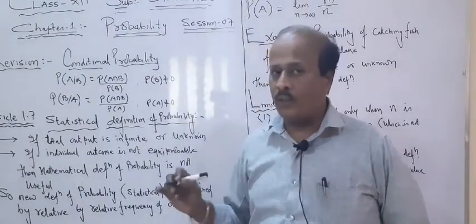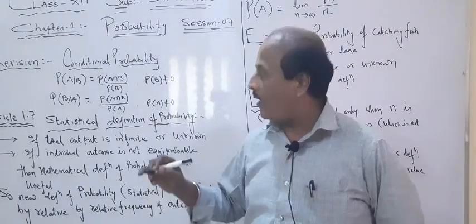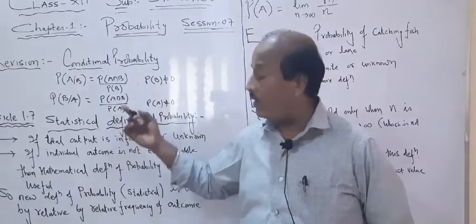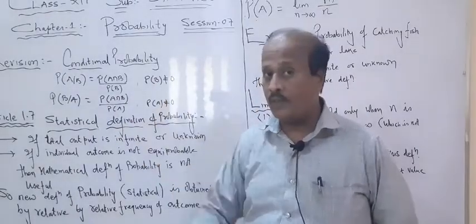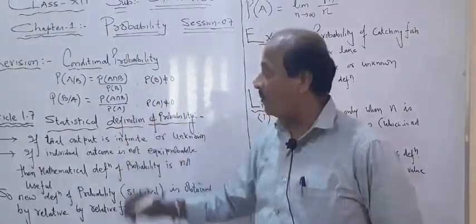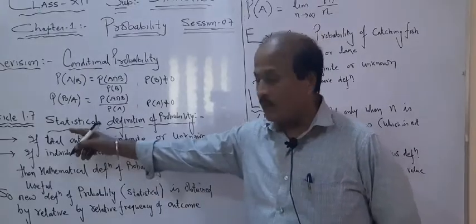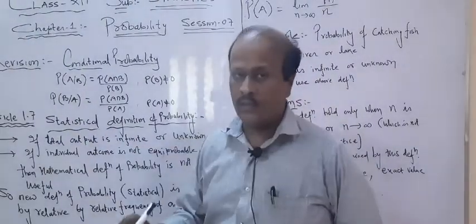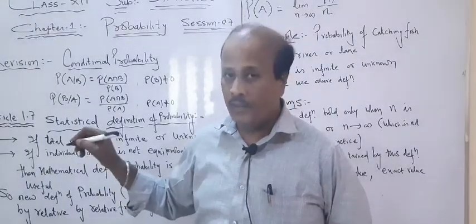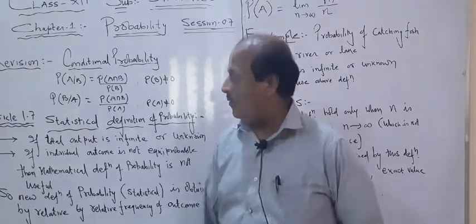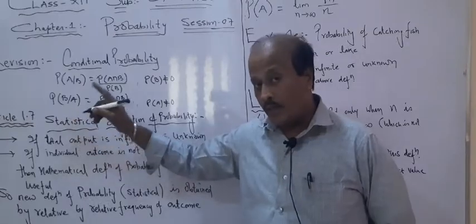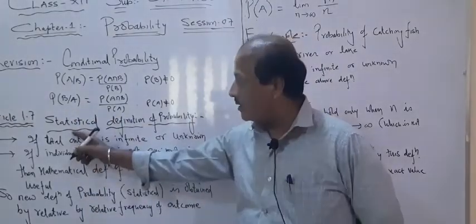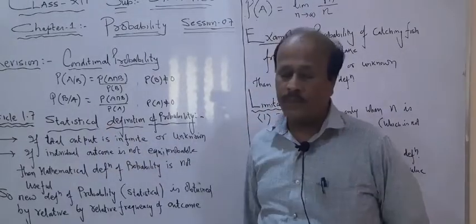Already I told you that the theoretical part is over. I told you the definition of probability, and earlier it was the mathematical definition of probability. So there is one more article, 1.7, and this is the last article in this particular chapter. What is the heading? Earlier the mathematical definition of probability was told to you. Now it's the statistical definition of probability.